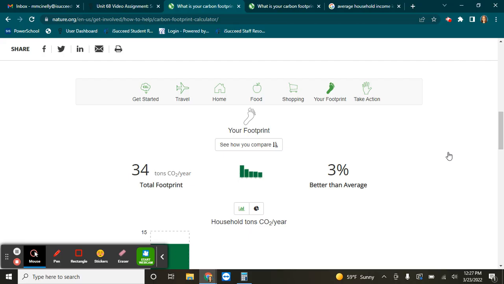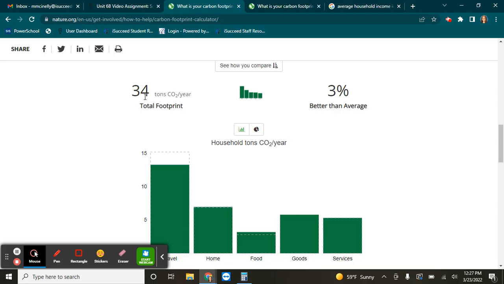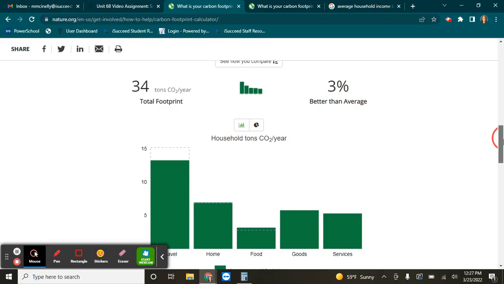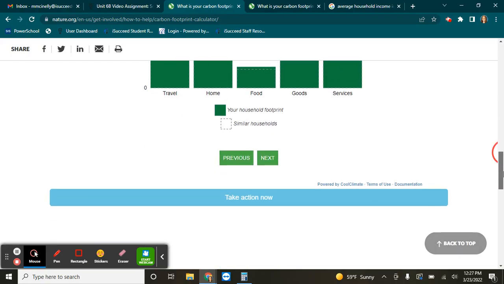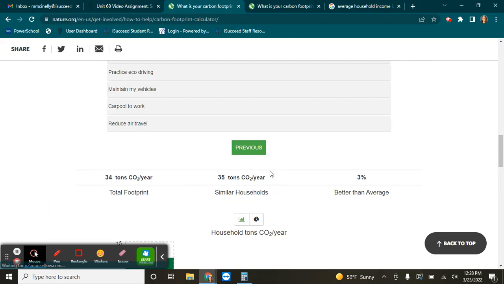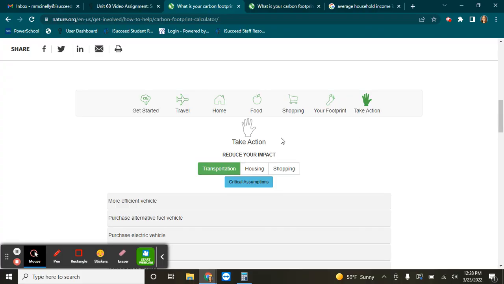All right, so once you get to the end here, it's going to show your carbon footprint. My carbon footprint is 34 tons of CO2 per year, which is quite a bit, but it's 3% better than the average, so hooray. And down here, it'll break it down into travel, home, food, goods, and services. So it looks like food, I'm a little bit less than others, and travel, I'm a bit less than others. So what does this mean? If you go next, it's going to tell you how you can reduce your impact in certain areas.